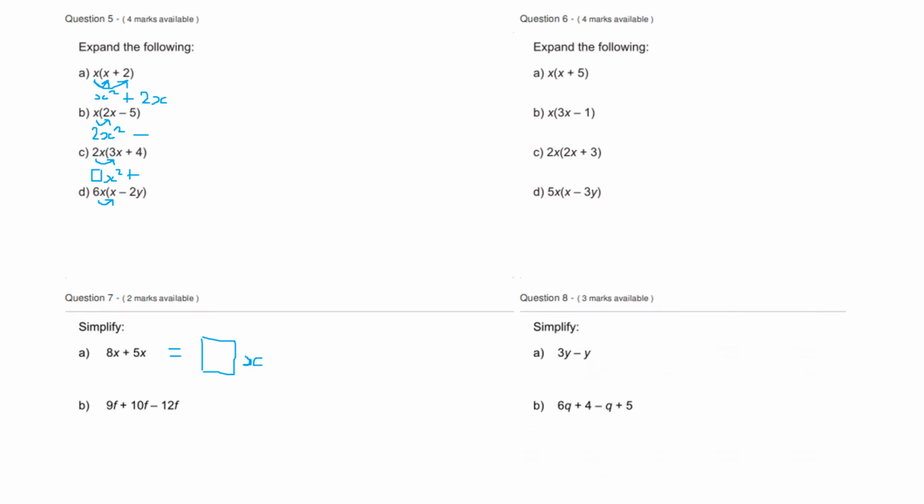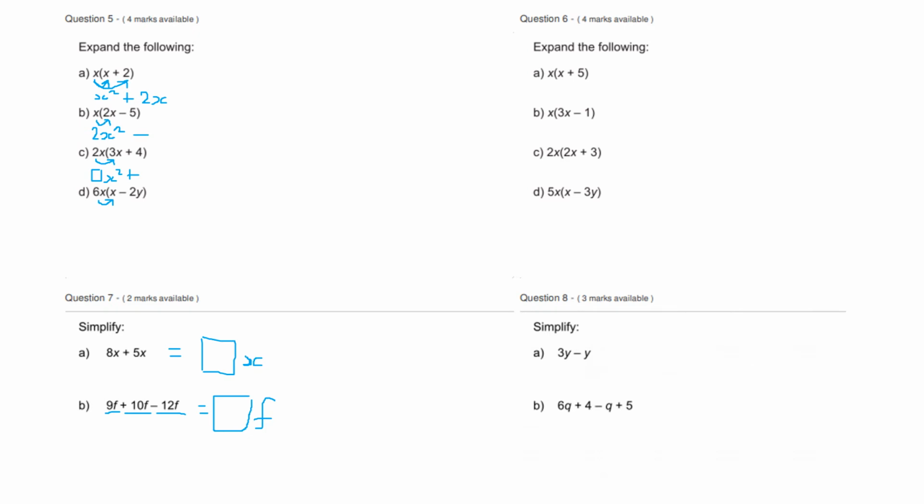And on B, you've got 9 f's. You're adding another 10 f's. So work out what that is. And then you're taking off 12 of those f's. So you end up with something f.